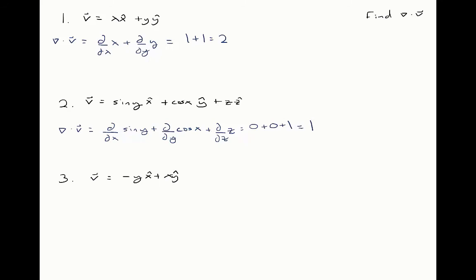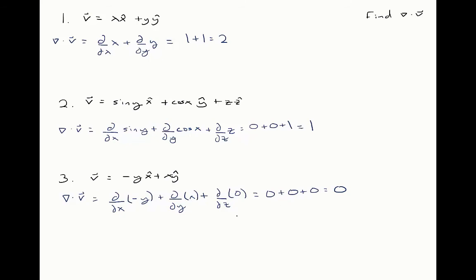And what you can see here is that all the divergence is coming from the function in the z hat direction. There's no divergence coming from the x hat or y hat direction. Alright, last one. So this is a function that actually has no divergence at all.